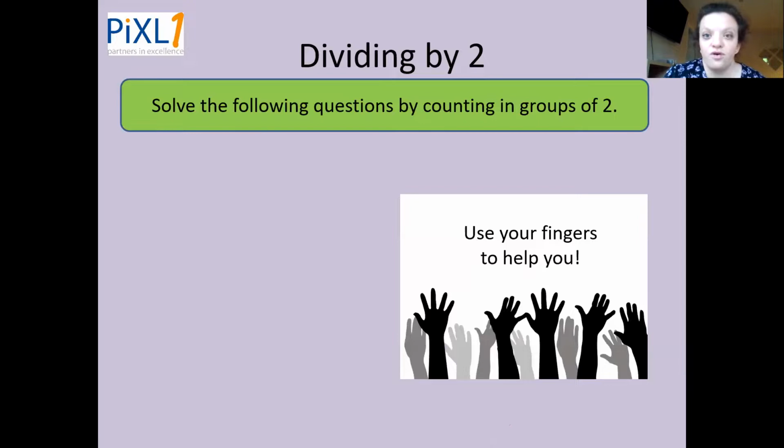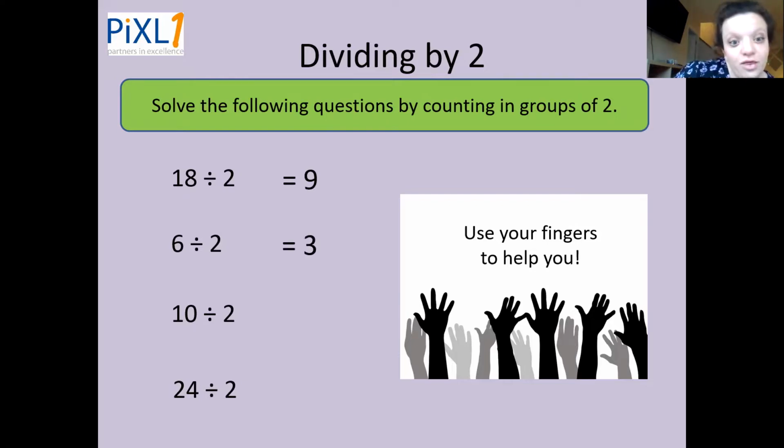Right, solve the following questions by counting in groups of 2, drawing, or using your number line. You can use your fingers to help you. 18 divided by 2, 6 divided by 2, 10 divided by 2, 24 divided by 2. Pause the screen and have a go. Okay, well done. And the answers you should have got should have been 9, 3, 5, and 12.